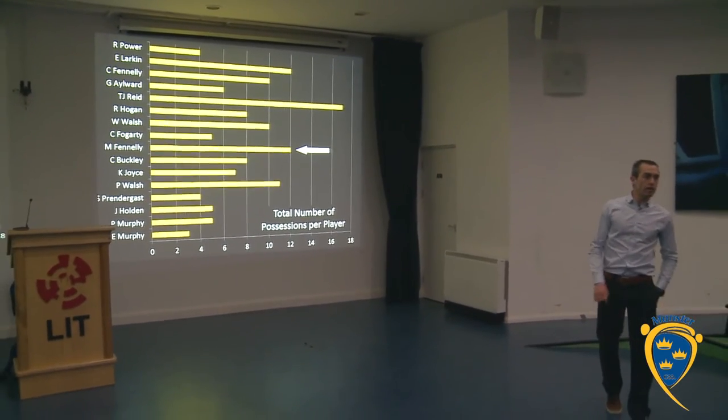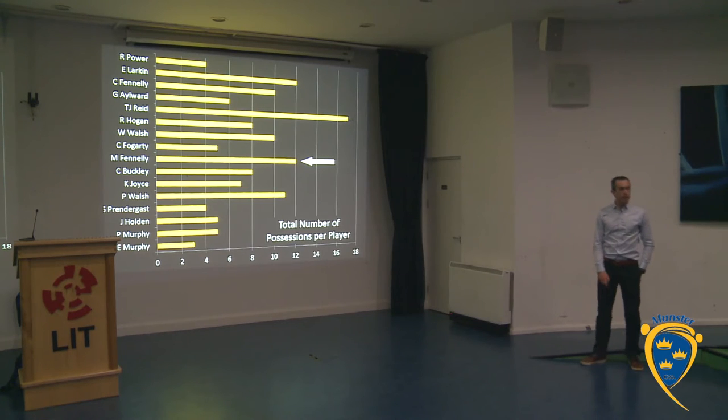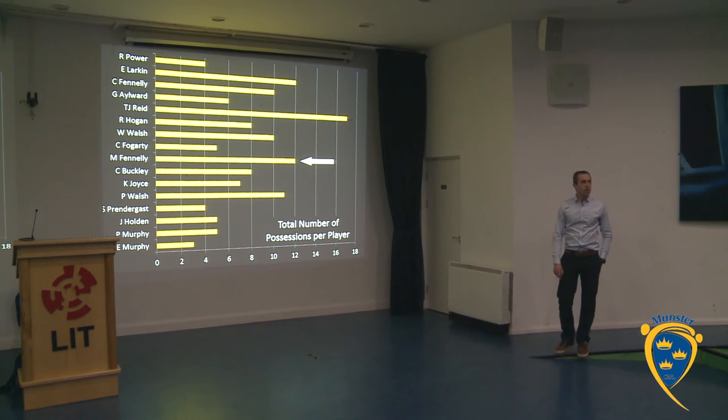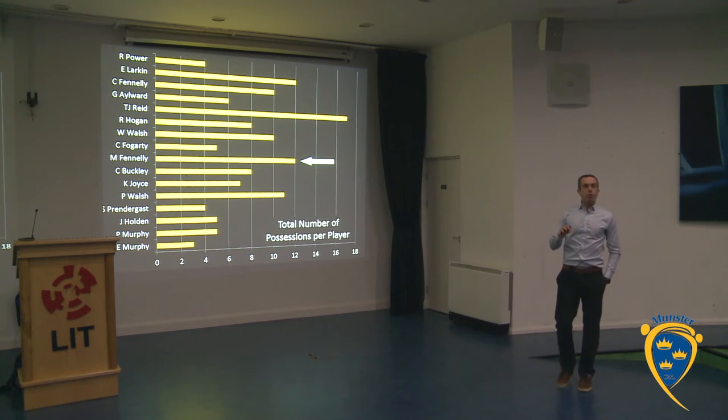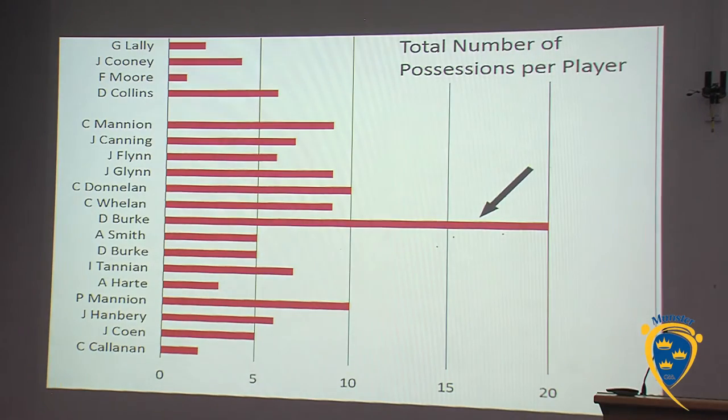Think about Michael Fennelly. Player of the match, Michael Fennelly, 12 possessions. Depending on where you play, that may influence the amount of possessions that you get on the ball in the game. It's very limited, in 74 minutes. So let's think about the Galway possessions.